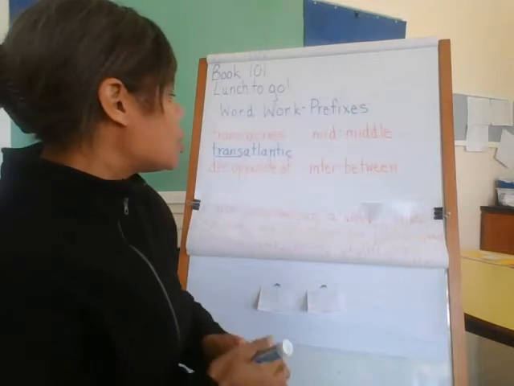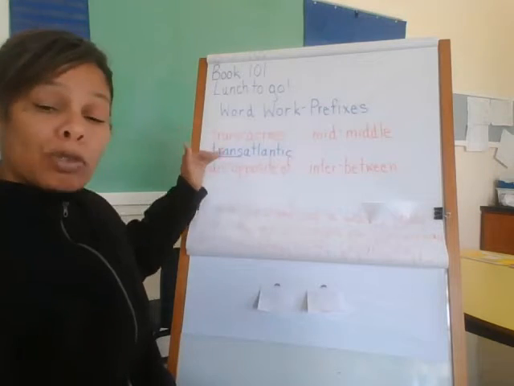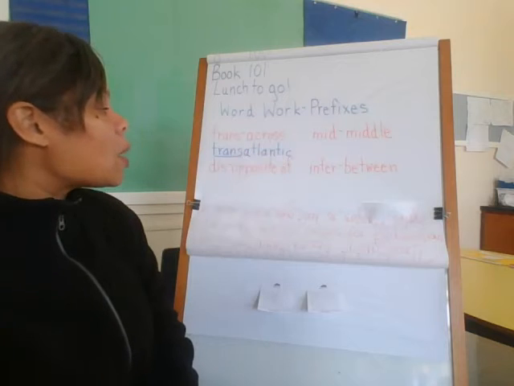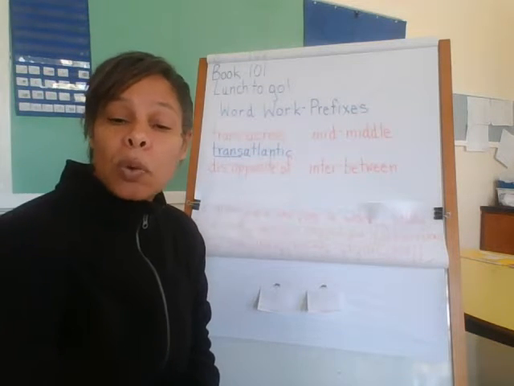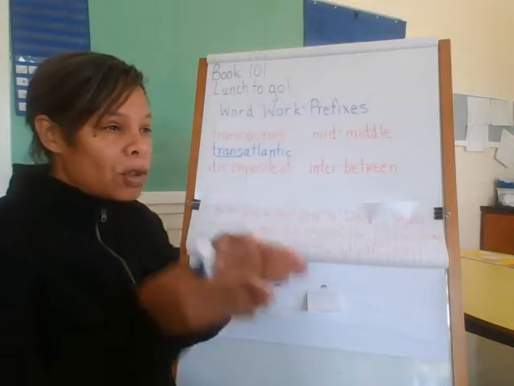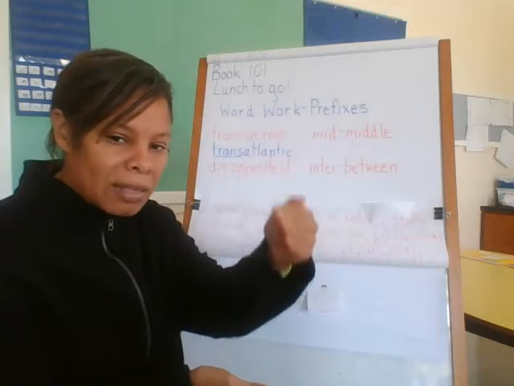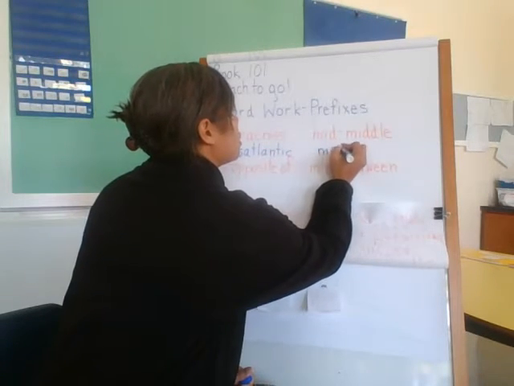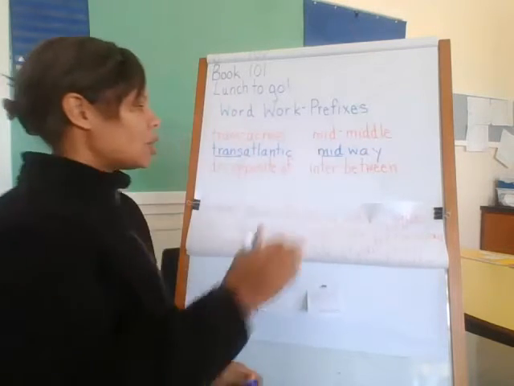So when we're finished this, I do want you to go and do some research to find a few more trans examples, a few more mid, dis, and inter. Next word is mid. Mid means middle, and the word that I thought of was the word midway. So if you're on a path and you get midway there, you're halfway there, right in the middle. So midway. You're partially there, you're right in the middle.